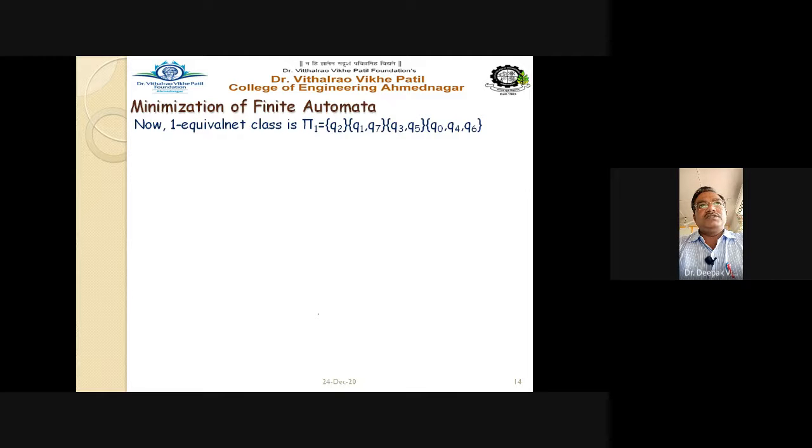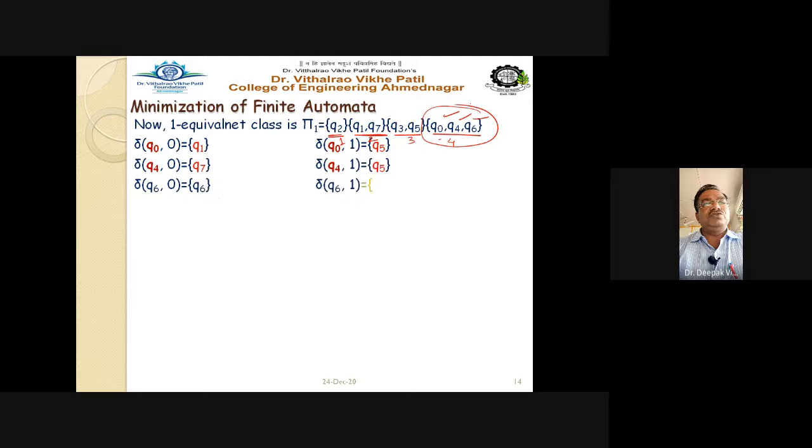Now the one equivalent class is written here: pi 1 equal to {Q2}, {Q1, Q7}, {Q3, Q5}, and another set. That's why they are written in curly brackets. Q2 is one set, Q1, Q7 is another set, Q3, Q5 is the third set, and Q0, Q4, Q6 is the fourth set. For these we have to find out the transitions for the states Q0, Q4, and Q6. The same is written here, with transitions on 0 input and 1 input.